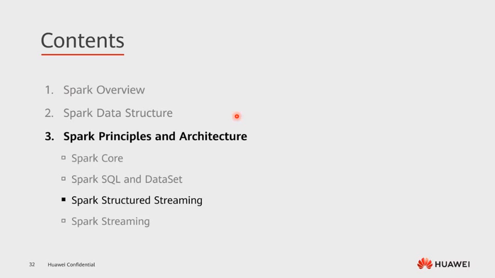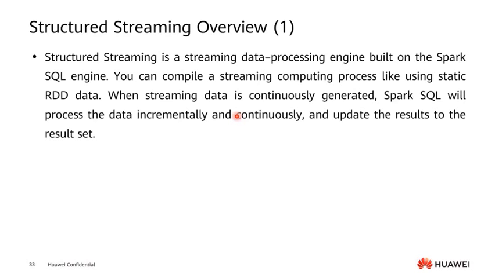We have just introduced the Spark core and Spark SQL. Then let's focus on Spark Structured Streaming. As we mentioned before, Structured Streaming is new to Spark version 2.0 and later. Actually, it's an engine built on Spark SQL to process streaming data. It's programmed in Scala and it has a good fault tolerance capability.